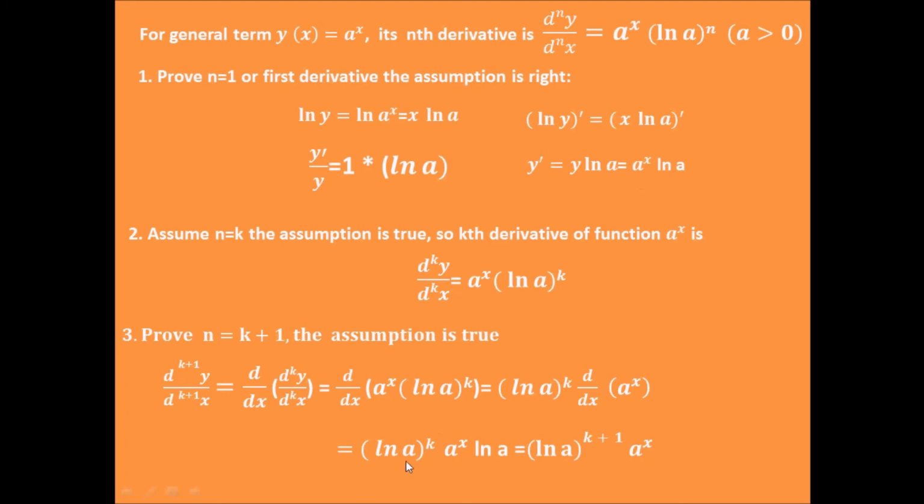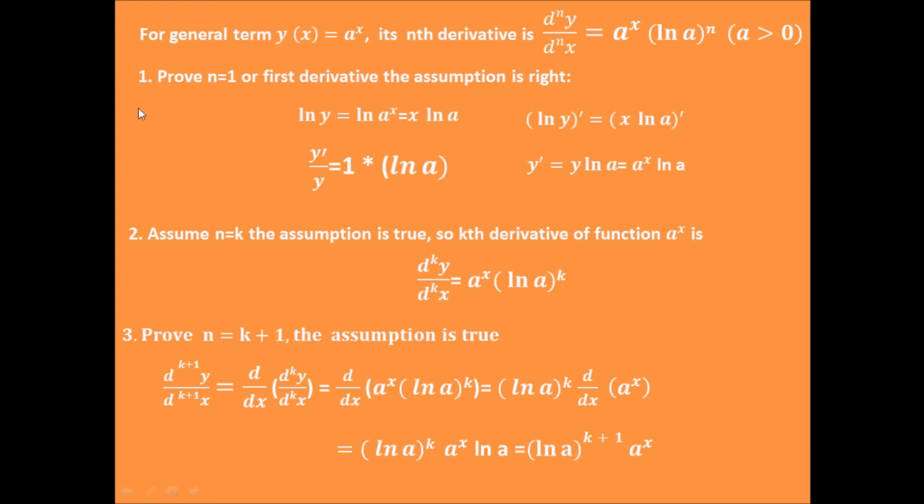So we get (ln a)^k times a^x times ln a equals (ln a)^(k+1) times the function a^x. For n equals k plus 1, this expression is exactly the same as here when n equals k plus 1. That means this assumption is right for n equals k plus 1.